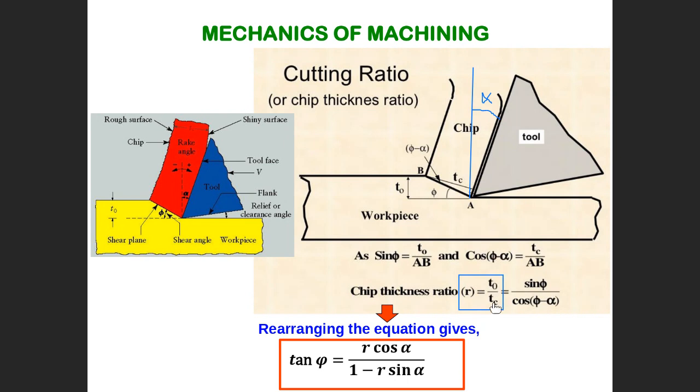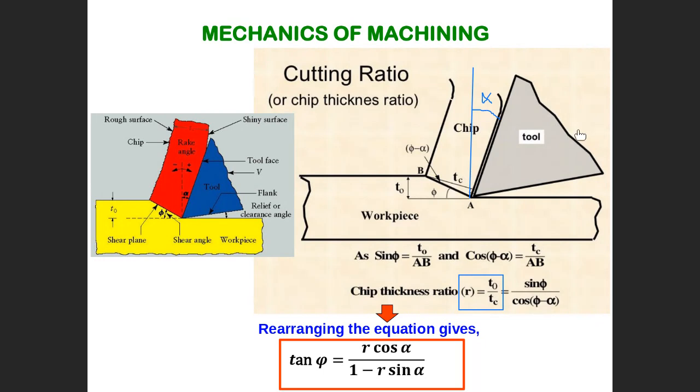Then you need T0 divided by TC. This is the T0, this is the TC. T0 equals AB sine phi, and TC equals AB cosine phi minus alpha. When you divide T0 by TC, AB cancels with AB, then sine phi divided by cosine phi minus alpha. Did you get it? Then the cutting ratio T0 divided by TC equals sine phi divided by cosine phi minus alpha.